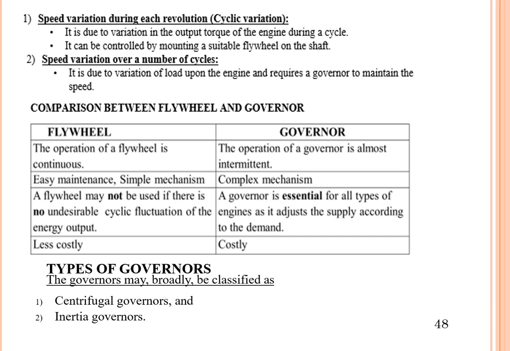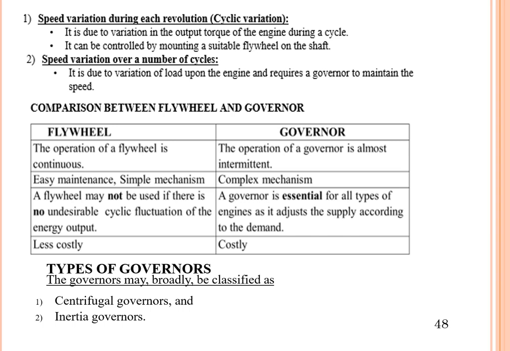When we compare a flywheel and a governor, the operation of the flywheel is continuous, while the operation of the governor is almost unrepeated. Maintenance is easy and the mechanism simple in the case of a flywheel, whereas the governor is a complex mechanism. A flywheel cannot be used if there is no undesirable cyclic fluctuation of the energy output, but a governor is essential for all types of engines as it adjusts the supply according to the demand. A flywheel is less costly; a governor is costly.